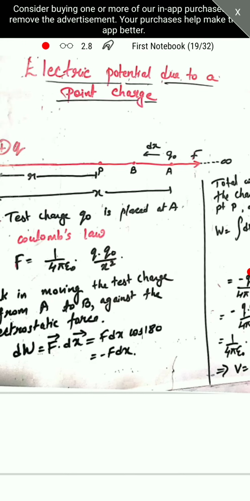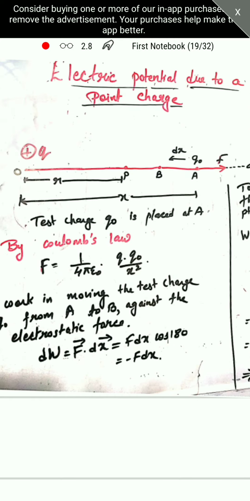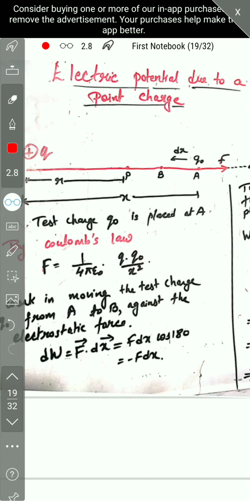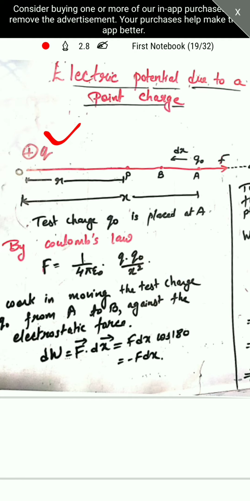So we are finding the electric potential due to a point charge plus Q, which is placed at a point O. You can see this is a positive charge placed at a point O, and we are finding its potential at point P. That is, what will be the potential at point P due to this plus Q charge. For that, let us imagine a test charge Q0 at point A, which is at a distance x from O. The distance of point A from the plus Q charge is x.